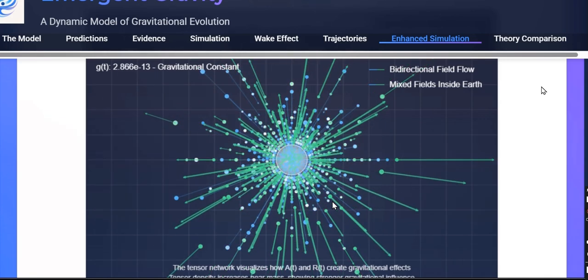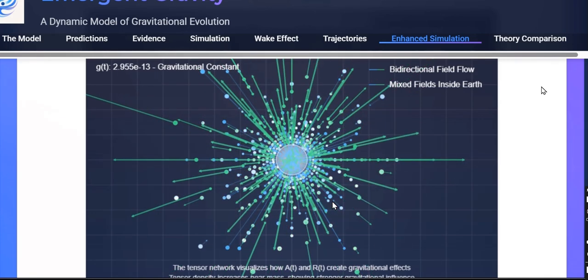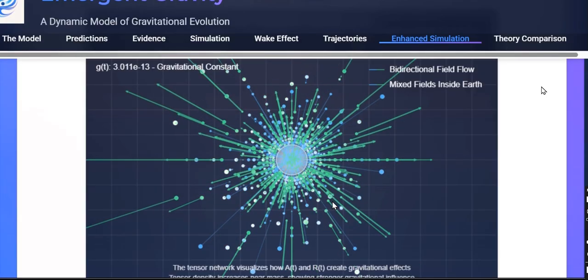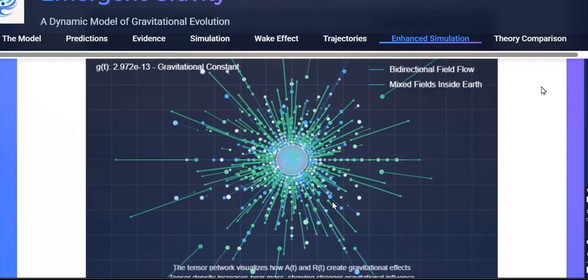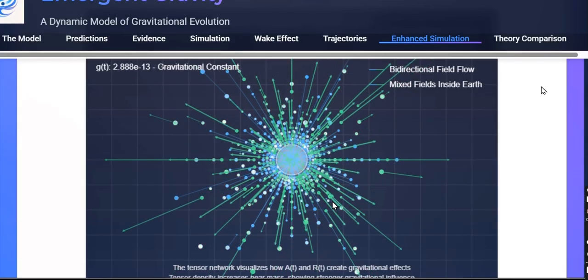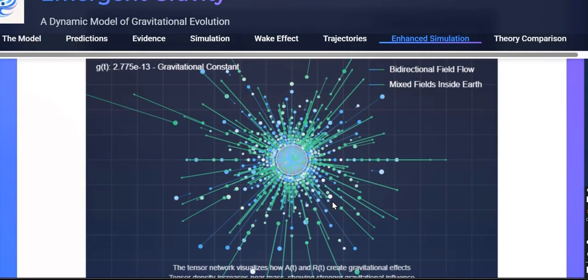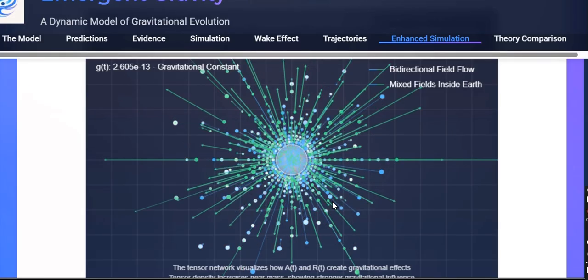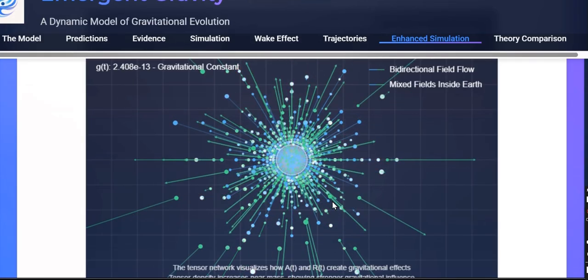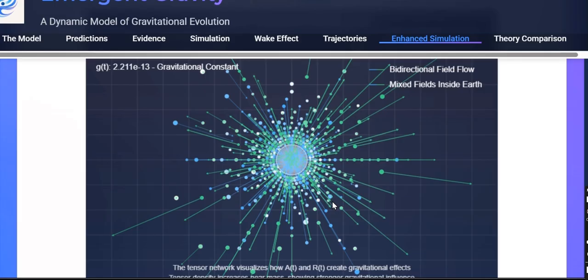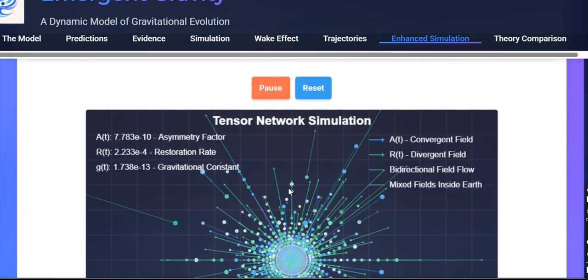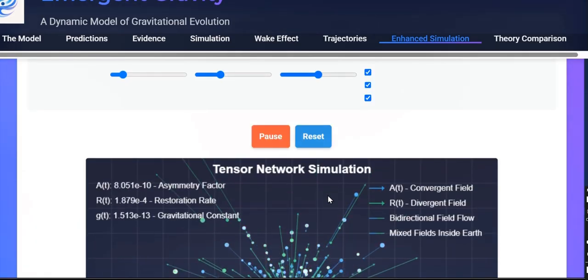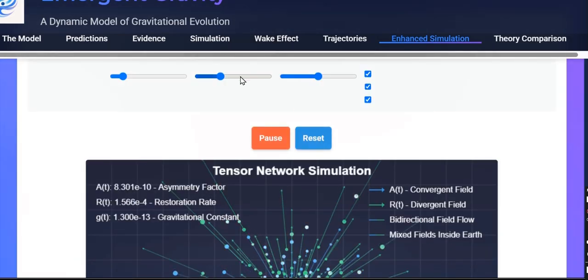This theory has profound implications. If correct, it would mean gravity isn't fundamental, but emerges from quantum information dynamics, similar to how temperature emerges from the collective motion of particles. Emergent gravity makes several testable predictions. It predicts slight deviations from general relativity at very large scales. It provides a natural explanation for dark matter effects without requiring new particles.